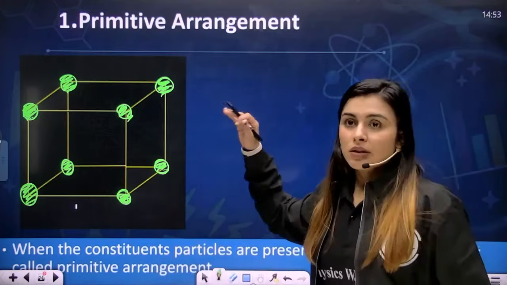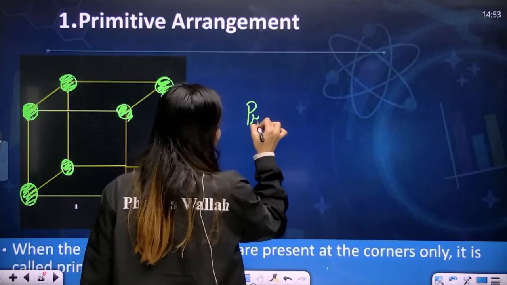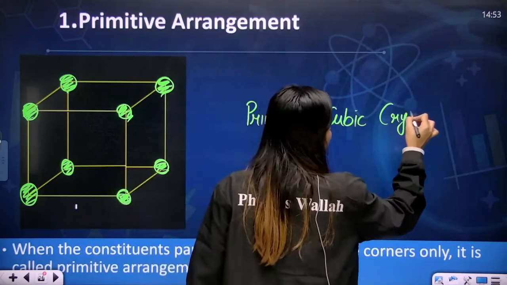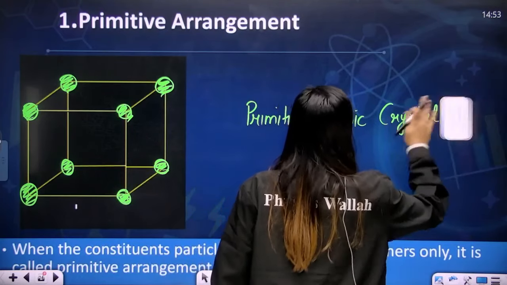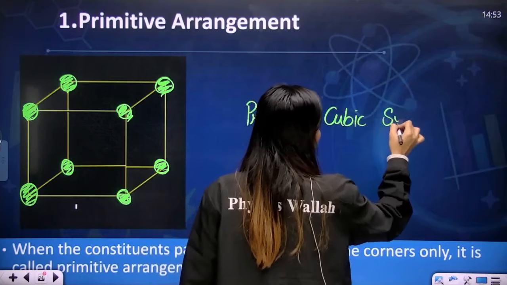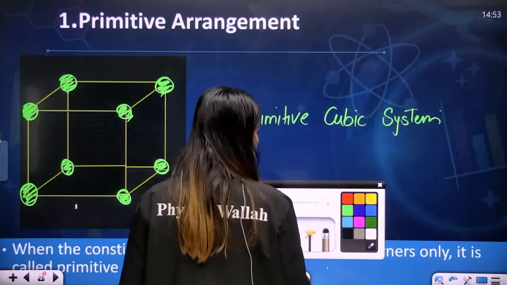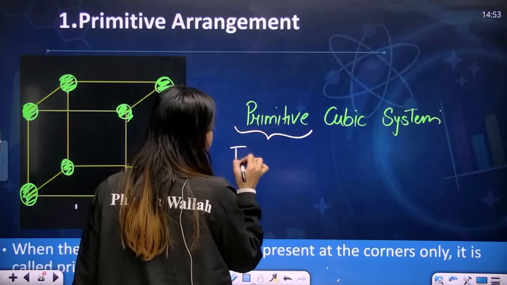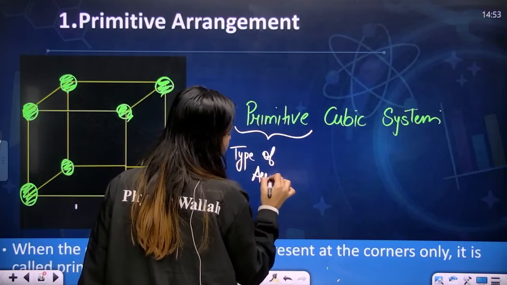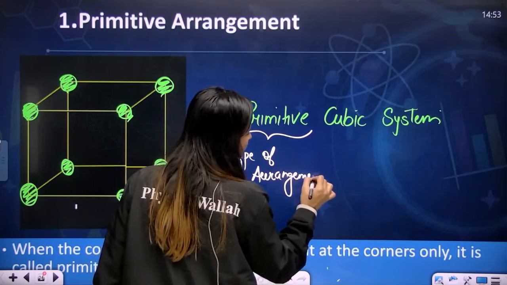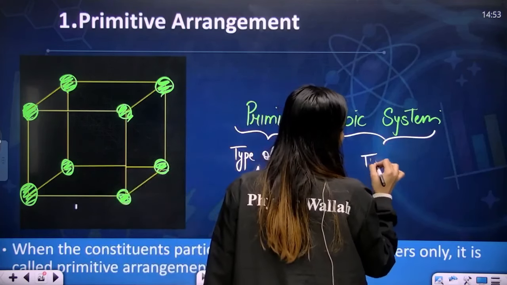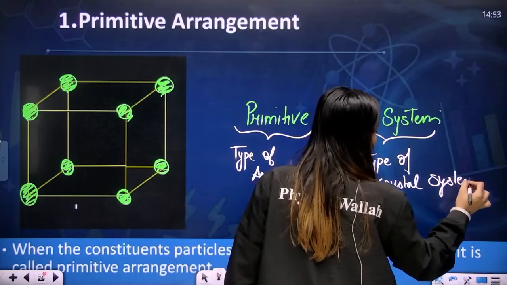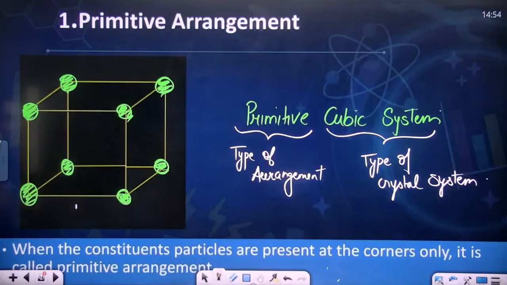In the cubic crystal system, we call it the primitive cubic crystal system, or you can say the primitive cubic system. Whenever you name something like this, the first word gives you the type of arrangement. It is primitive, so the type of arrangement is primitive. And the word cubic gives you the type of crystal system. Perfect, so this is the primitive cubic system.